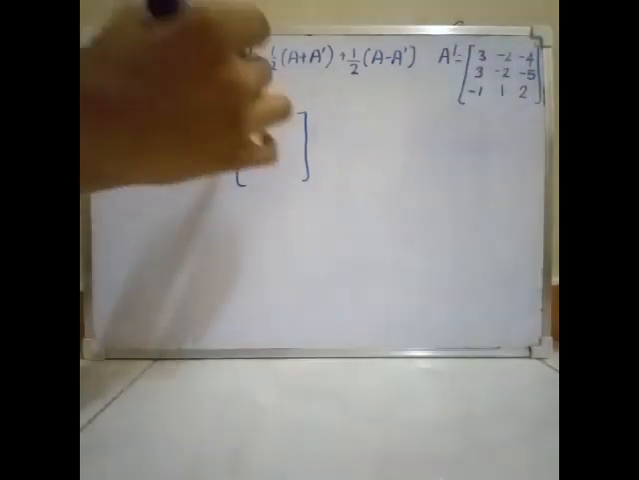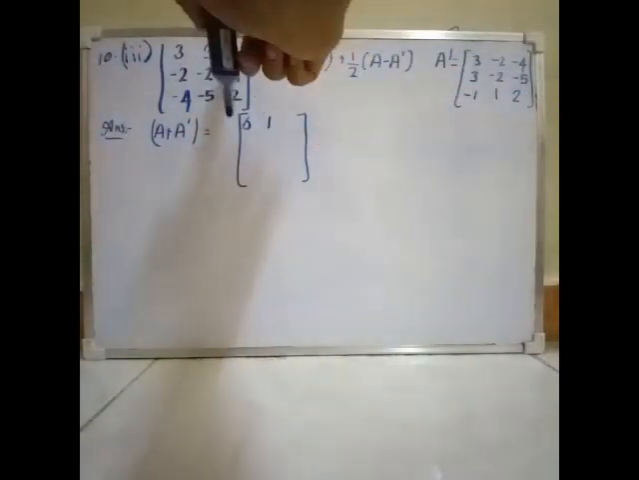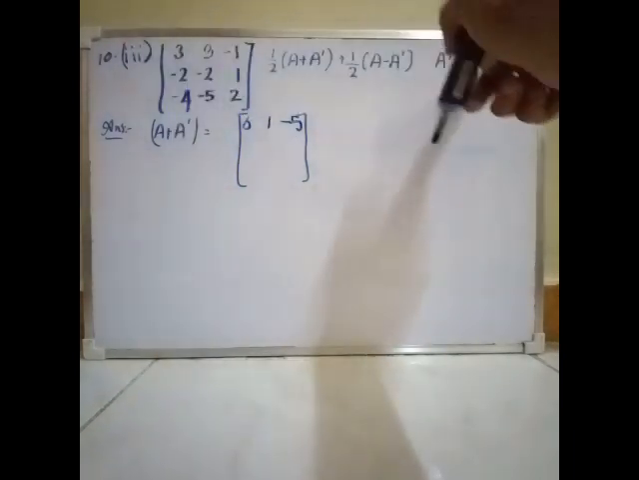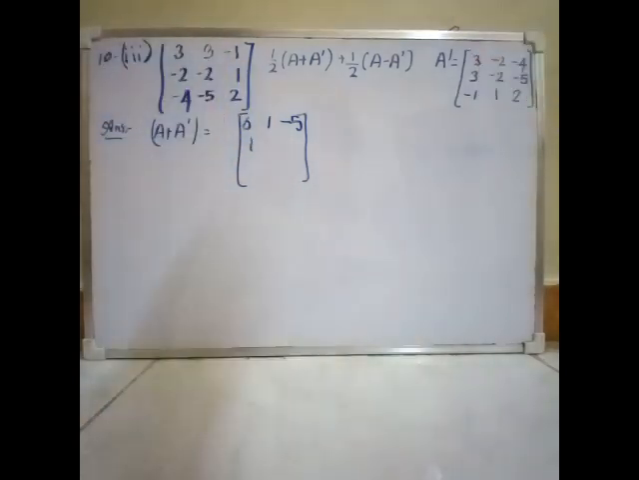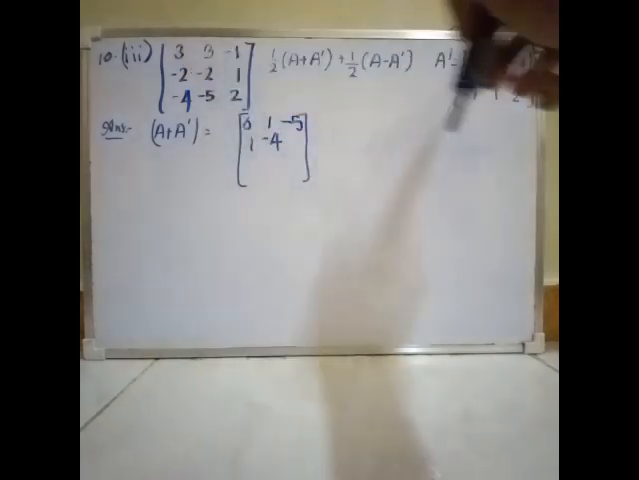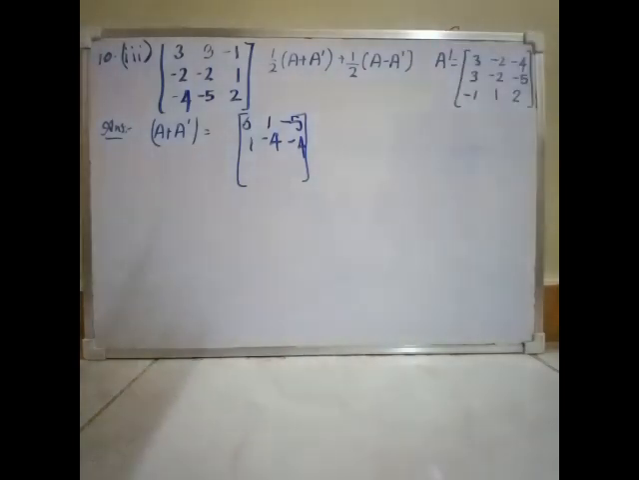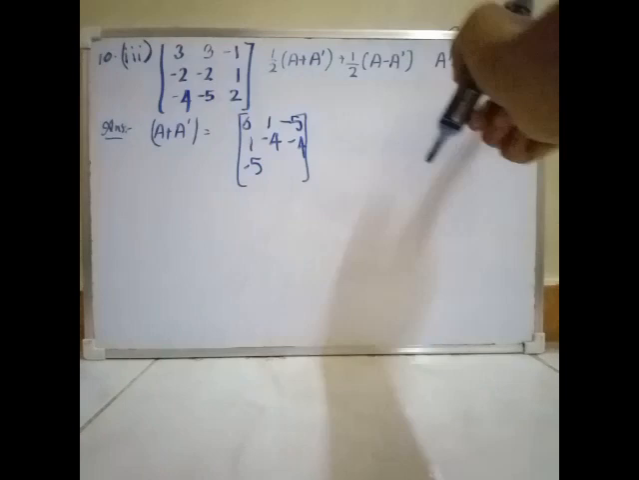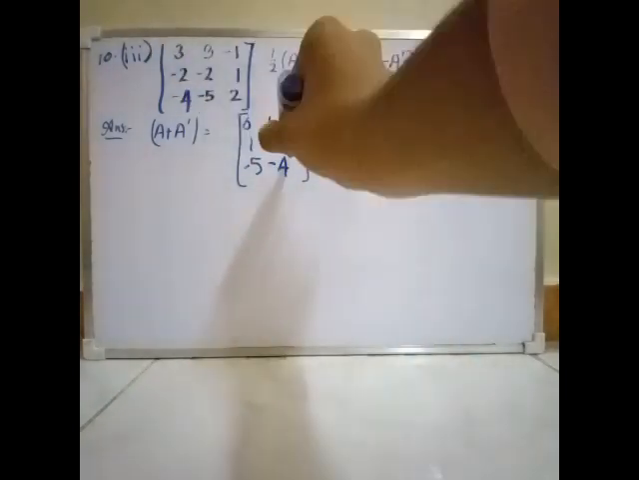3 plus 3 would be 6. Then 3 minus 2 would be 1. Minus 1 minus 4 would be minus 5. Minus 2 plus 3 would be 1. Minus 2 would be minus 4. And 1 minus 5 would be minus 4. Minus 4 minus 1 would be minus 5. Minus 5 plus 1 would be minus 4. And 2 plus 2 would be 4.